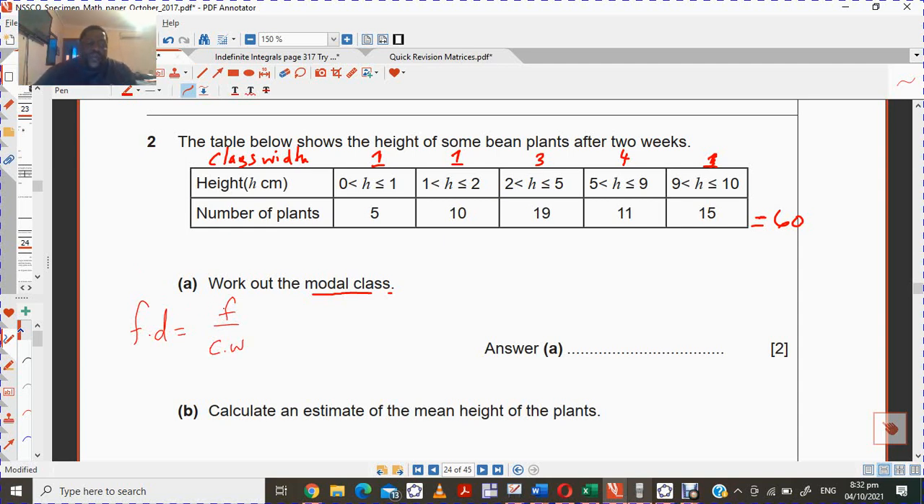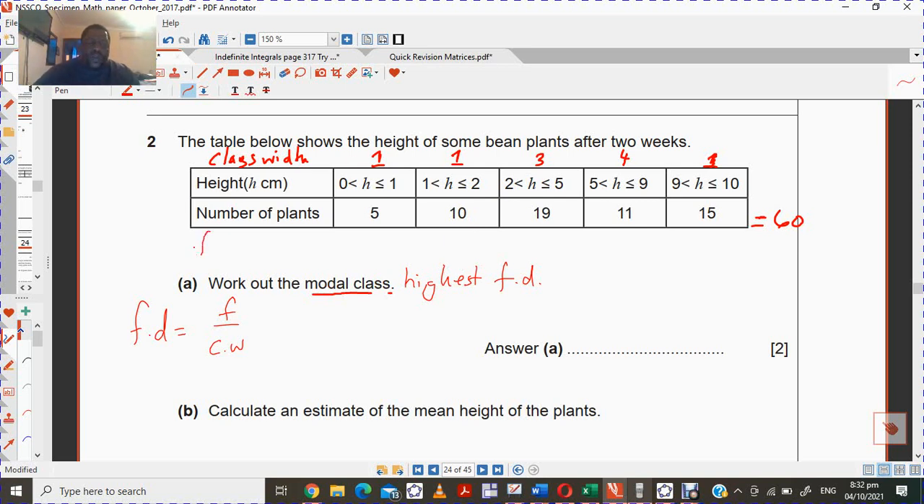So the one that has got the highest frequency density, whenever you are dealing with frequency density, that is the modal class. If it's just things that have got the same width in terms of the bars when you do a histogram, then you just take the one of the highest frequency or the longest bar. But this is a class with continuous data. So I had to do that.